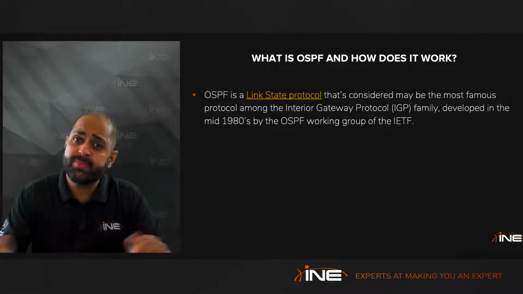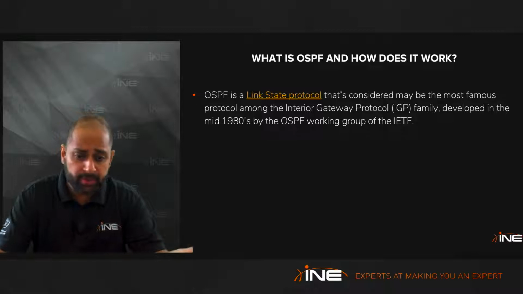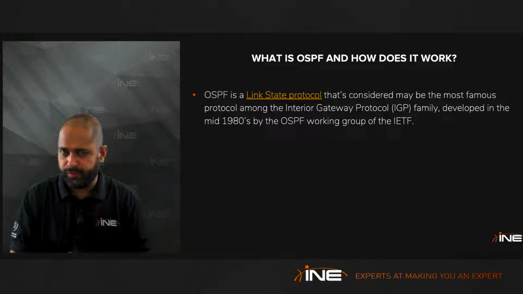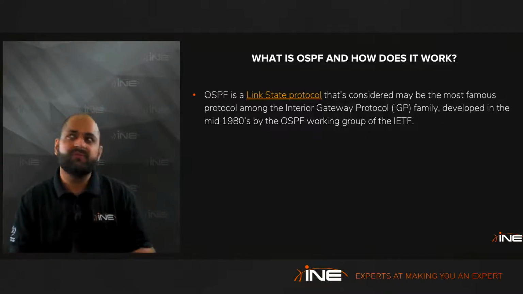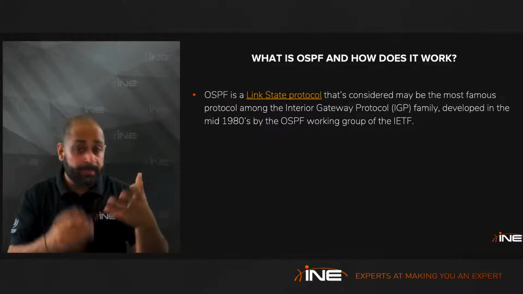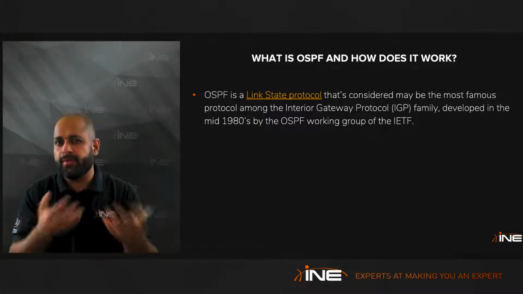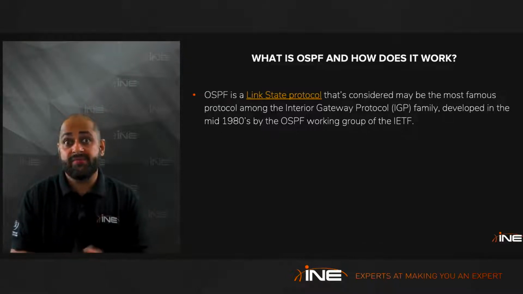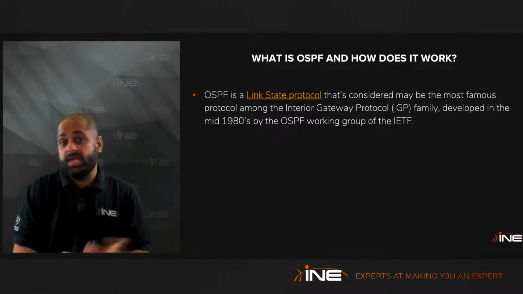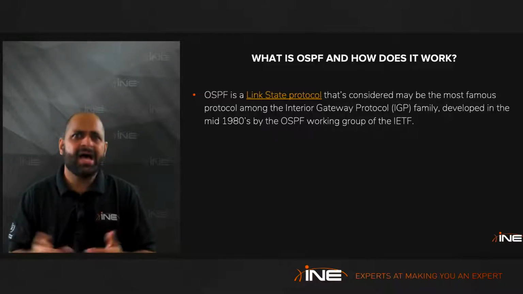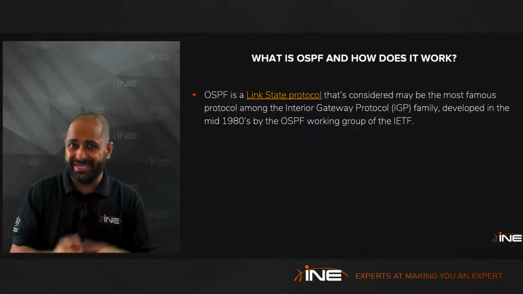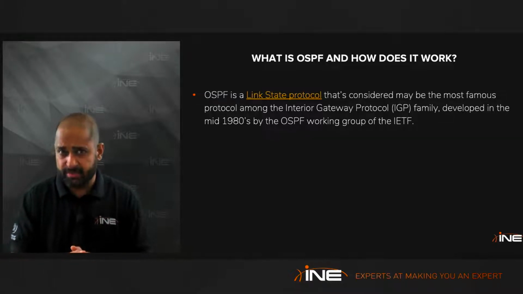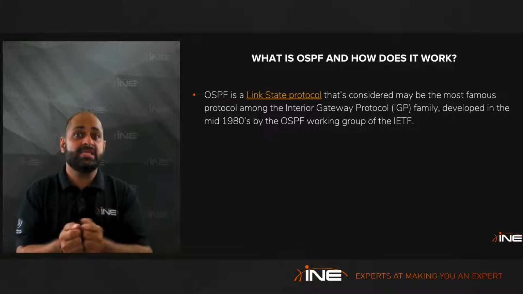OSPF is a link state routing protocol, and it's probably one of the most famous routing protocols which you would see in the industry. If you look at it from an enterprise perspective, the most famous would be either EIGRP or OSPF. These are the 2 common routing protocols that you would use in an enterprise environment. But if you look at it from a service provider segment, it would either be OSPF or IS-IS, IS-IS being more preferred because of its extensions and more scalability. But again, OSPF is the most common and easy to deploy.